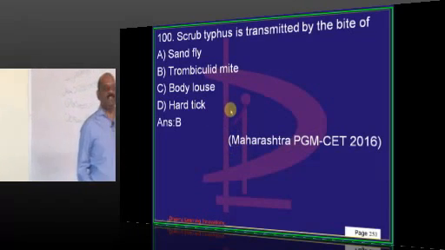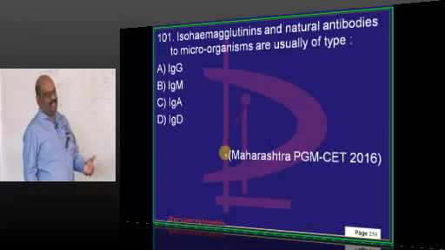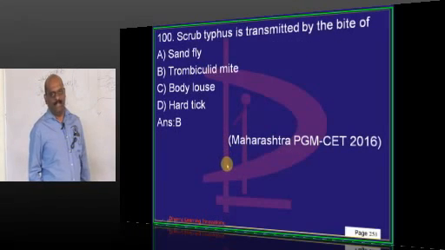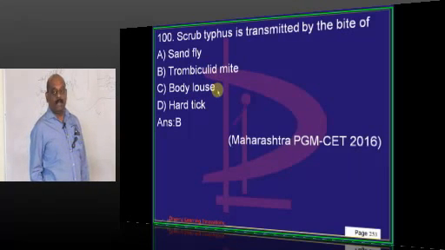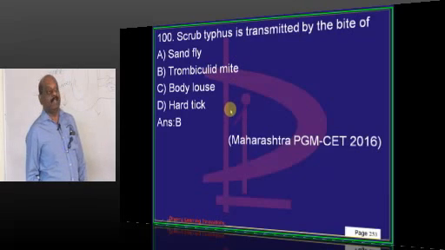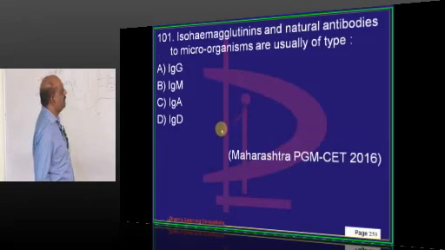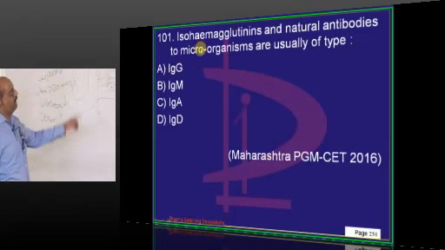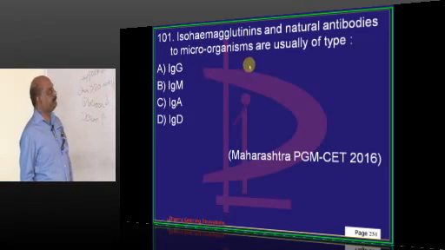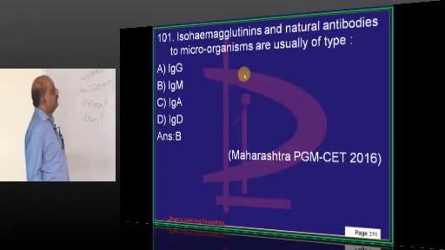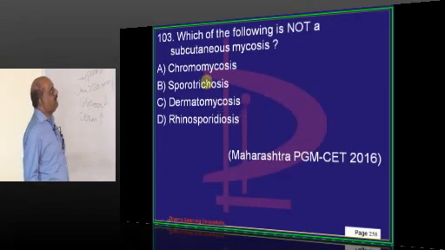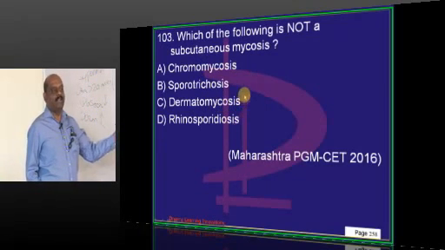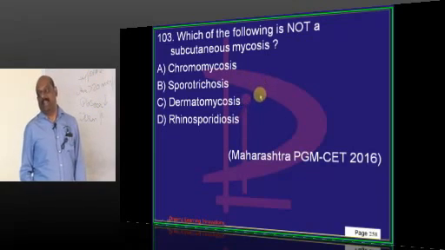Scrub typhus is trombiculid mite. This is another very standard question. One rickettsial table question will come. If it is our APPG exam, it will be a little more complicated. What is OX19 positive? What is OX7 positive? All that, the Weil-Felix reaction. You must be sure. Then isohemagglutinin is typically IgM. Angioneurotic edema is C1 inhibitor. This is a little tricky question: which is not a subcutaneous mycosis.